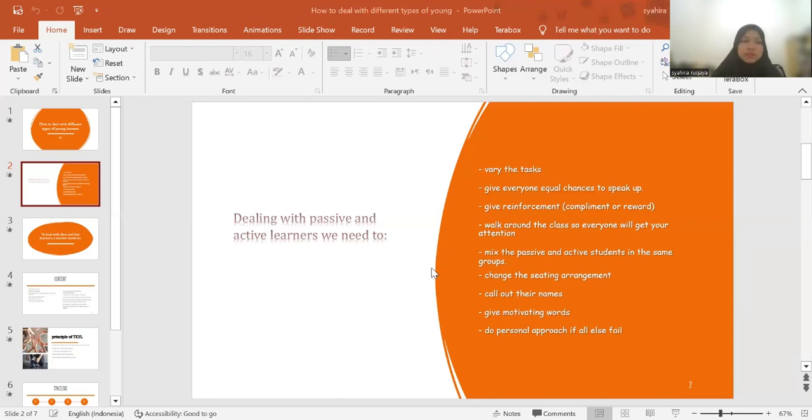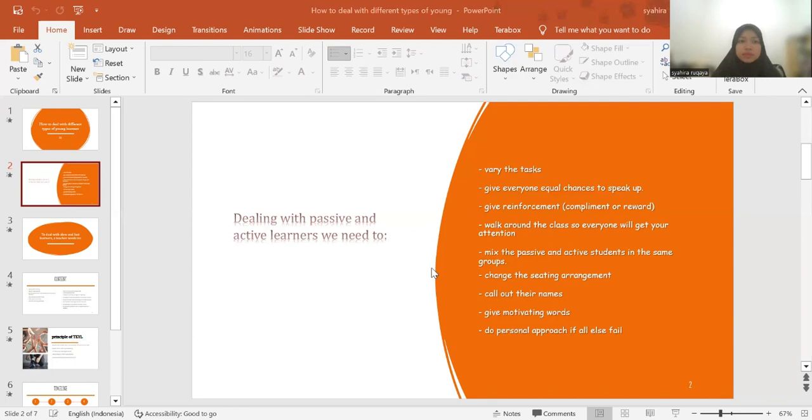Number 4 is walk around the class so everyone will get your attention. In the class we can occasionally go around the room to make students pay more attention to what we are teaching. This can also help us to interact with students.